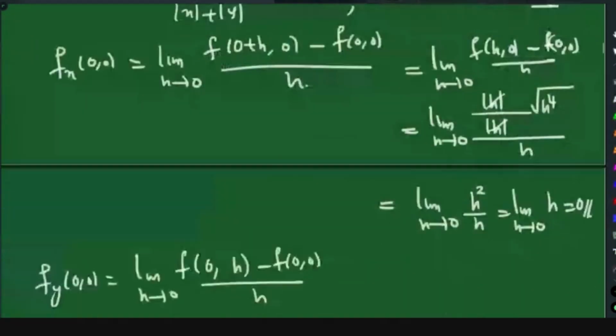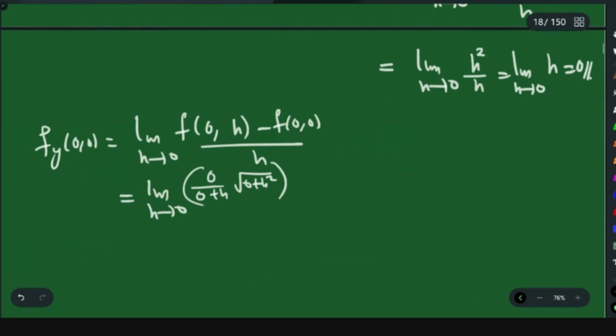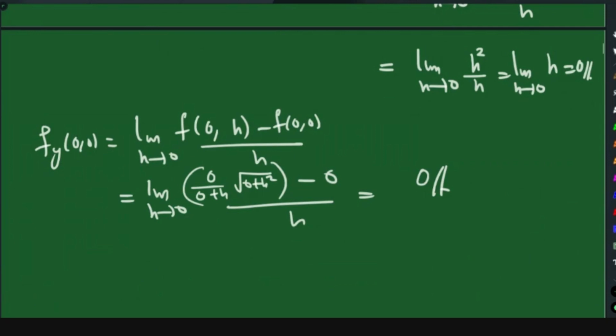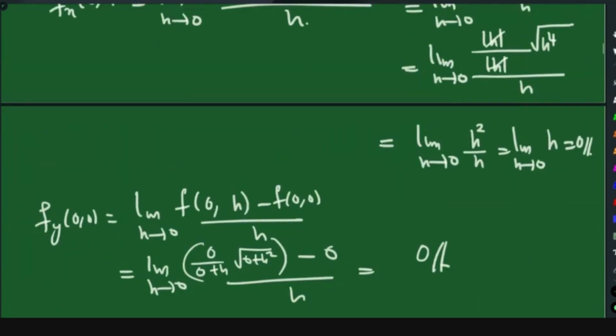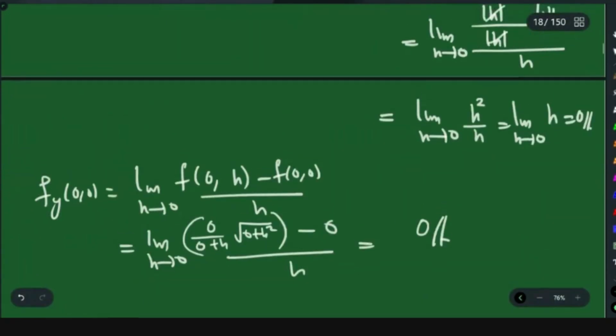So in the denominator you have mod h. So what will you get? This is, in fact, limit h tends to 0. The numerator is entirely 0, and 0 divided by h is always 0. So you will get 0. So fy at (0, 0) is also 0. Fx at (0, 0) is 0 and fy at (0, 0) is 0. Both exist.